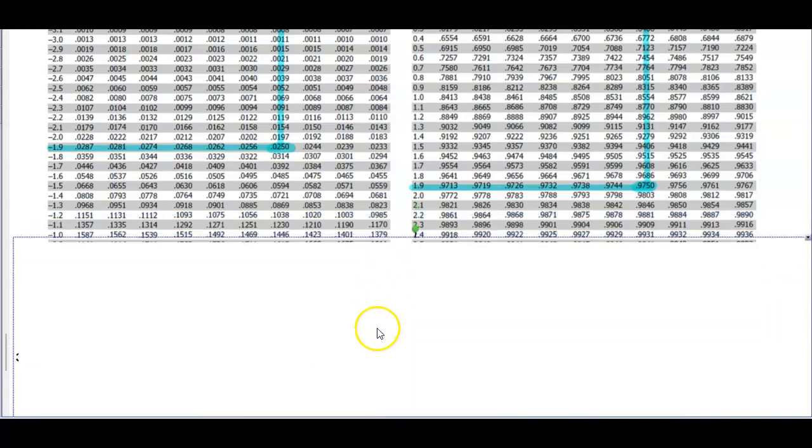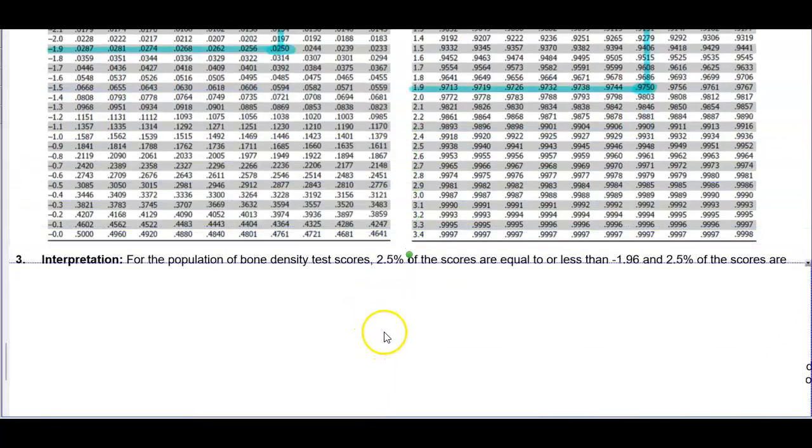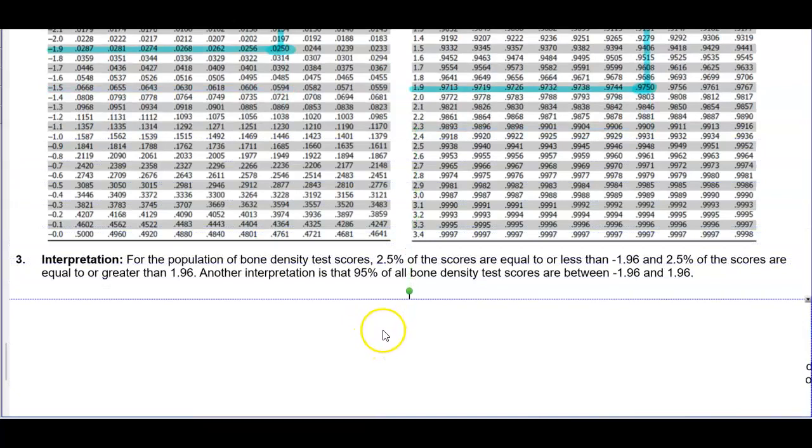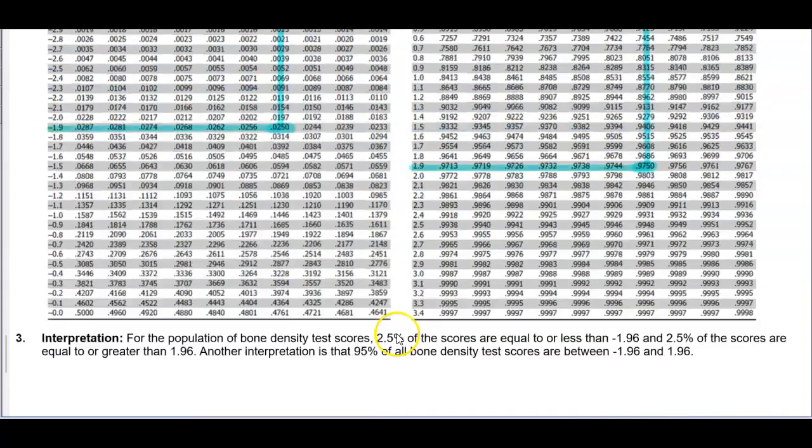For part 3, interpretation. So for a population of bone density test scores, 2.5% of the scores are equal to or less than negative 1.96, and 2.5% of the scores are equal to or greater than 1.96. Another interpretation is that 95% of all bone density test scores are between negative 1.96 and 1.96. Well, where are they getting this 95% from?